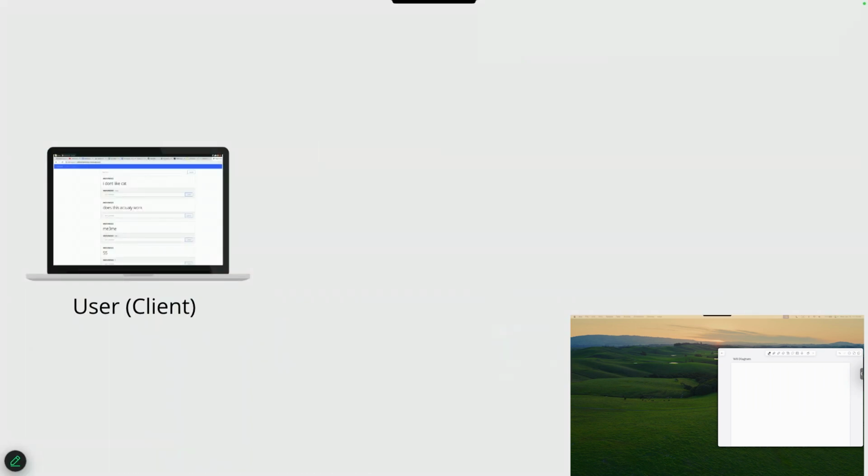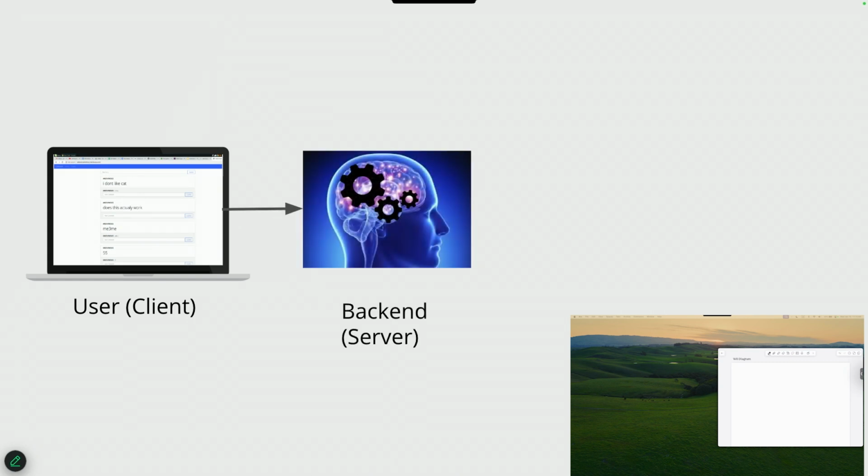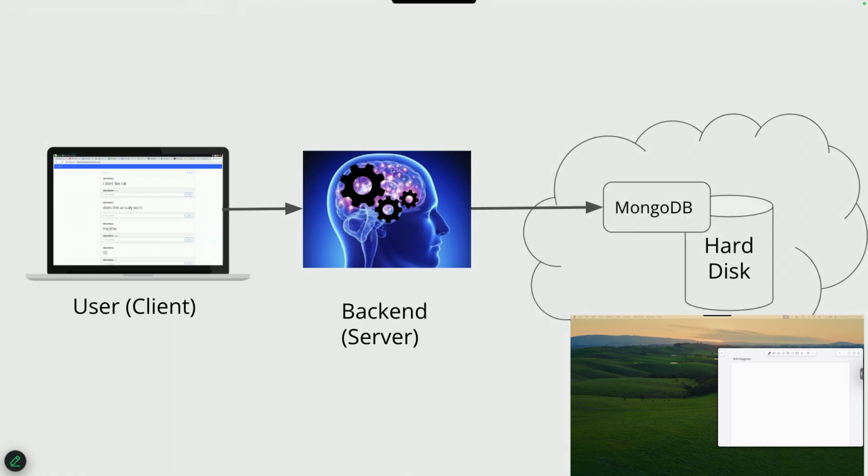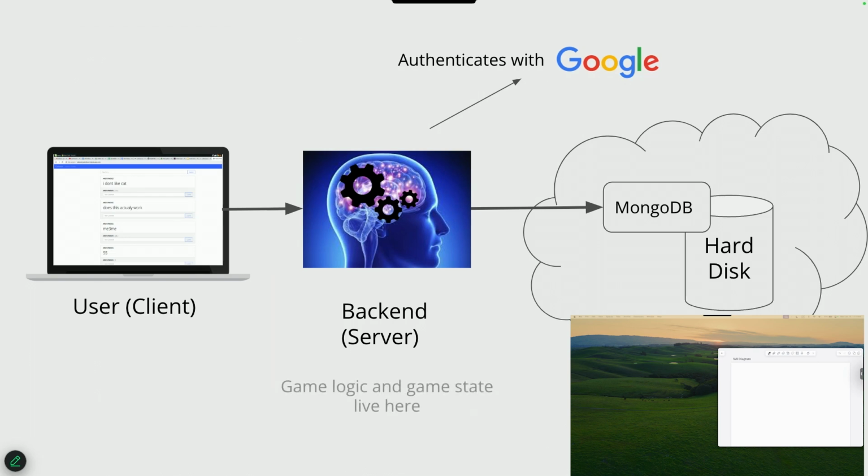As a quick recap of what we've built so far, we have our user, which is on our client side, and that interacts with our server, which is the back end of our operation. We have our database, which is on MongoDB, and this is storing all of our persistent data, anything that we need to know for the future. We have authentication, which we use Google for. There are other ways of doing that, but that's what we've been doing. And the game logic and game state, the brains of the operation, generally live on the back end, and we'll talk a little more about that as we go forward.